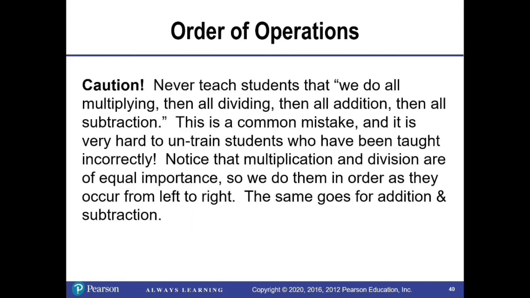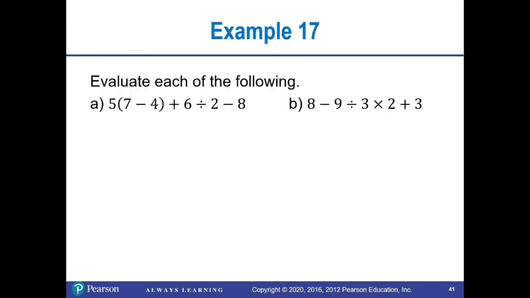Now be careful that you don't teach students that we do all the multiplying, then all the dividing, then all the adding, and then all the subtracting. This is a common mistake. Multiplication and division are of equal importance, so we do them in order they occur from left to right. The same is true for addition and subtraction. So let's evaluate each of the following.